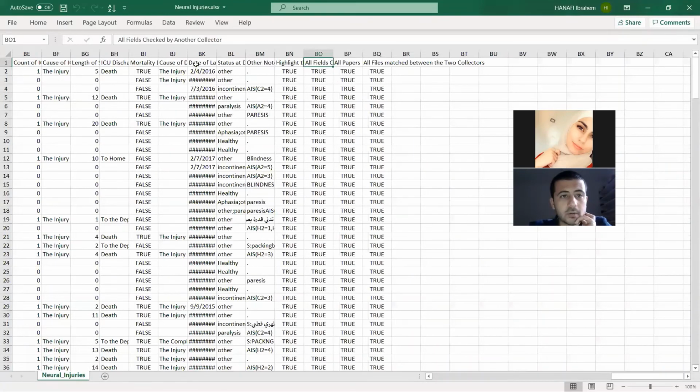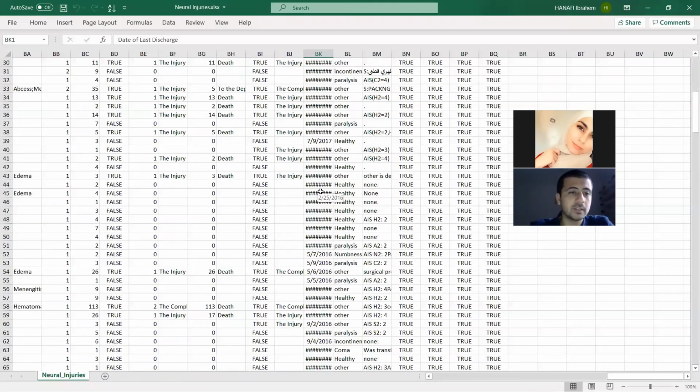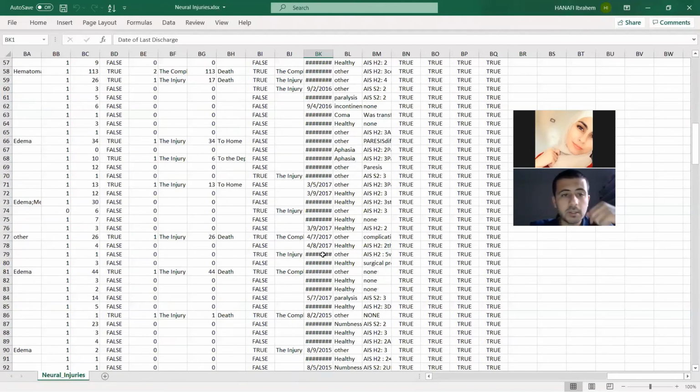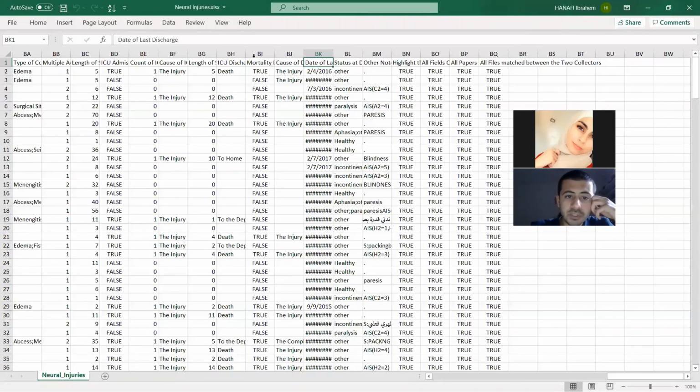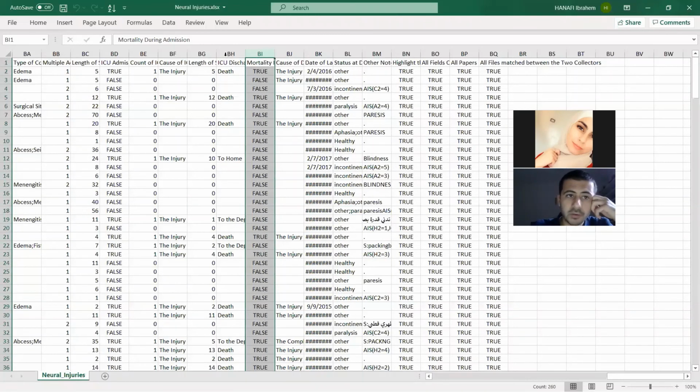Yes. Another. Let's take this date of last discharge. It seems that some of them have multiple admissions, so for those we have another discharge. But if we take this, for example, mortality, it should just be false and true, false and true. You shouldn't find any other answer.